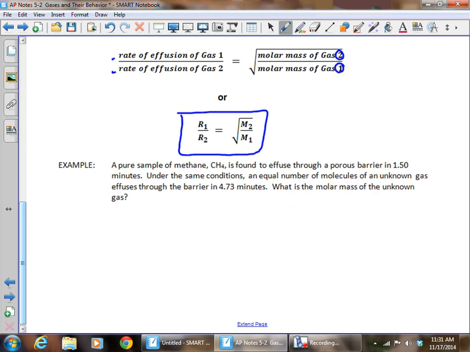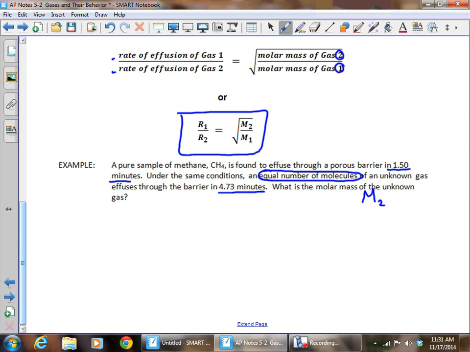So it says we have a pure sample of methane, and it's found to diffuse through a porous barrier in 1.5 minutes. Under the same condition, an equal number of molecules, now this is going to become really important to us, of an unknown gas diffuses through the barrier in 4.73 minutes. What's the molar mass of the unknown gas? Okay, so I want the molar mass of the unknown gas to be M2. So I want rate 1 over rate 2. I want the first example to be my known CH4, R1, and my unknown to be R2.